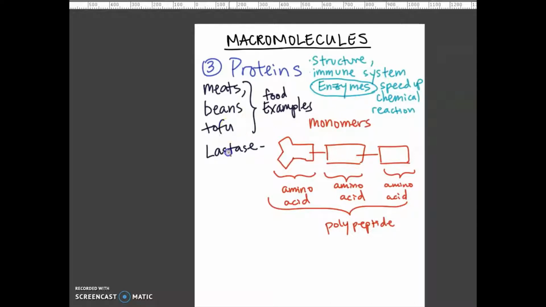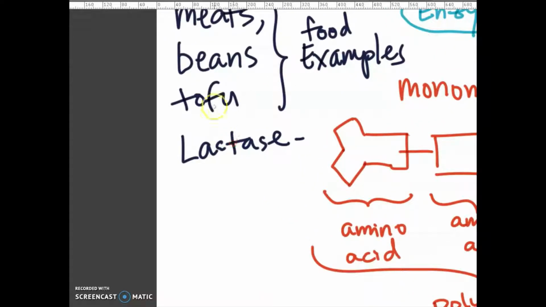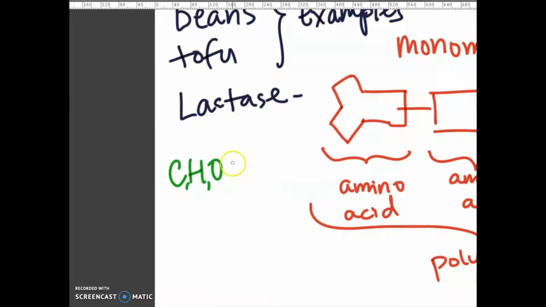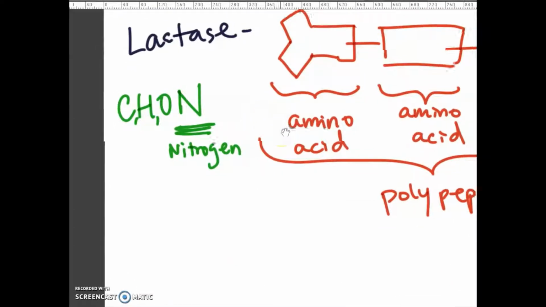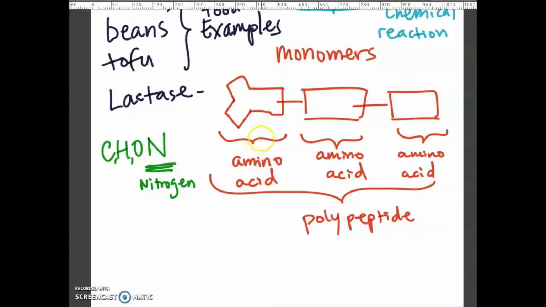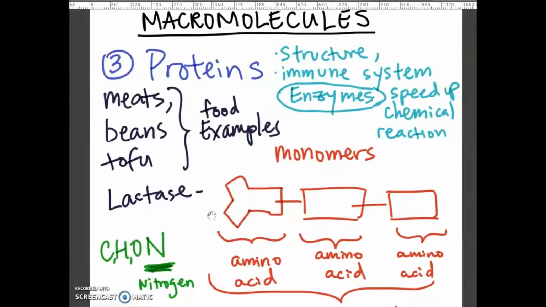Okay, the thing about protein is, yes, it does have your C's and H's and O's just like the other two, but this one is also going to have an N. This one's also going to have a nitrogen inside. So if you're looking at a picture of a molecule and you don't know what they look like, or you're trying to find out what they are, look for the nitrogen, and that will tell you if it could be a protein or not.